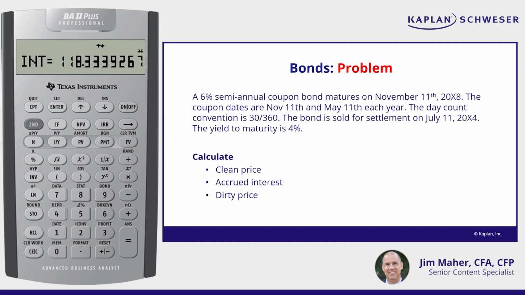All right, now let's take a look at a problem here. We have a 6% semi-annual coupon bond that matures on November 11th, 2018. The coupon dates are November 11th and May 11th of each year. The day count convention is 30/360. The bond is sold with settlement on July 11th of 2014, and the yield to maturity is 4%.